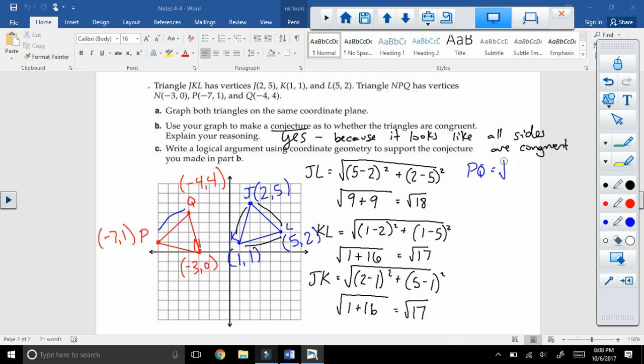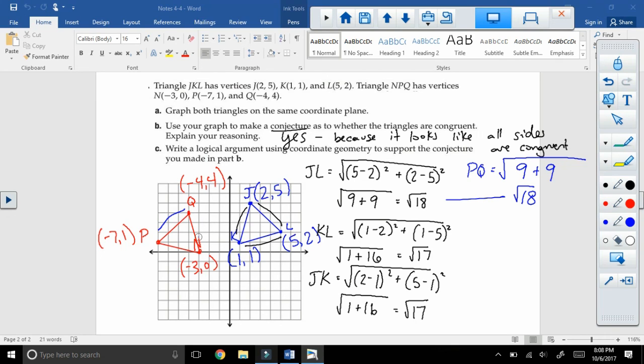PQ. Difference of the x values. I'll kind of simplify this for you. Difference of the x values, the distance between -7 and -4 is 3. 3 squared is 9. The difference of the y values is 3. 3 squared is also 9, so that's going to be the square root of 18, and that's one pair out of 3 that are congruent.